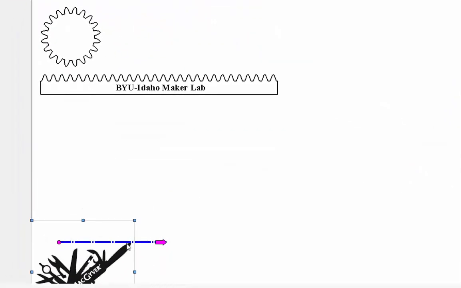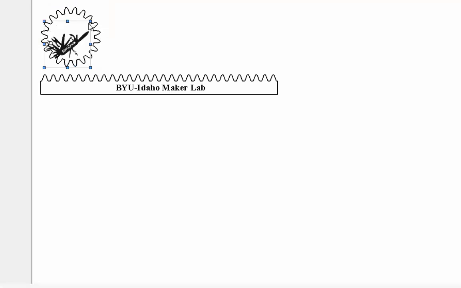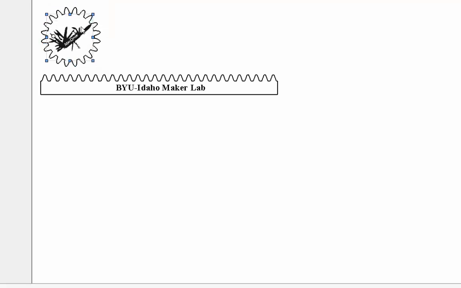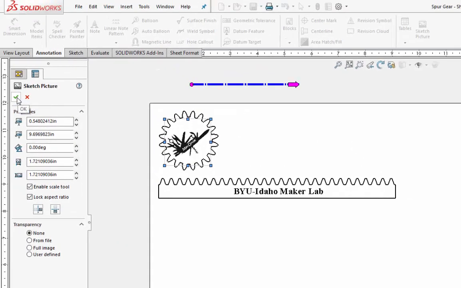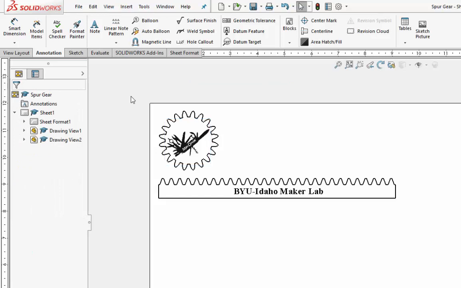Here it is. I can shrink it and move it around, position it on this gear the way I want. Once I'm finished positioning it, I could say OK to the sketch picture. And there it is. Now I'm ready to print this.